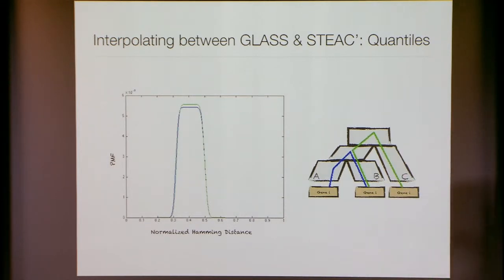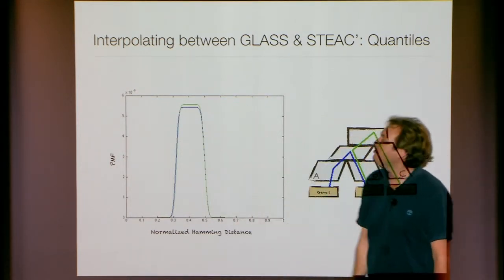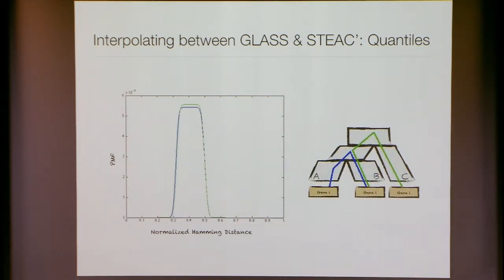What I'm plotting here is that I have two different distances. I'm measuring the Hamming distance for them, and what I'm showing you is the distribution of the normalized Hamming distances.